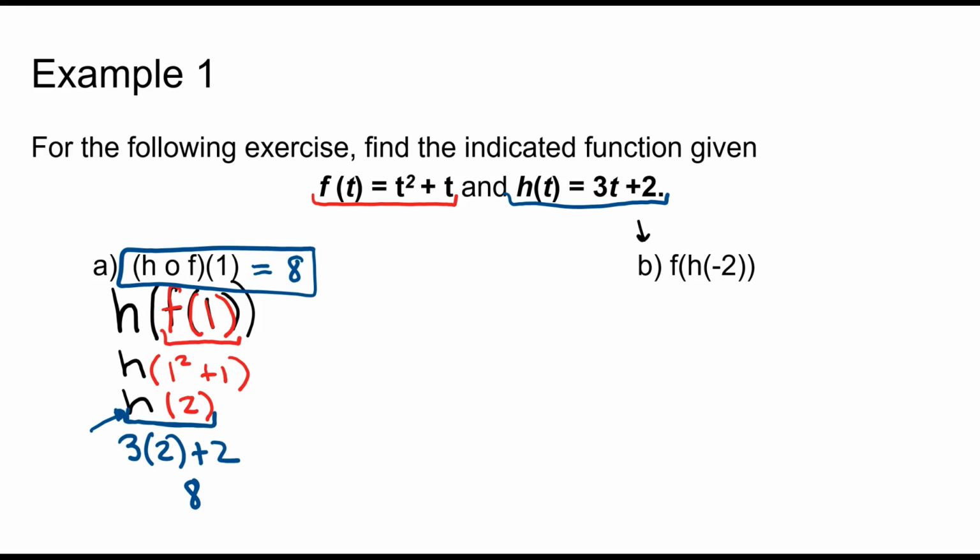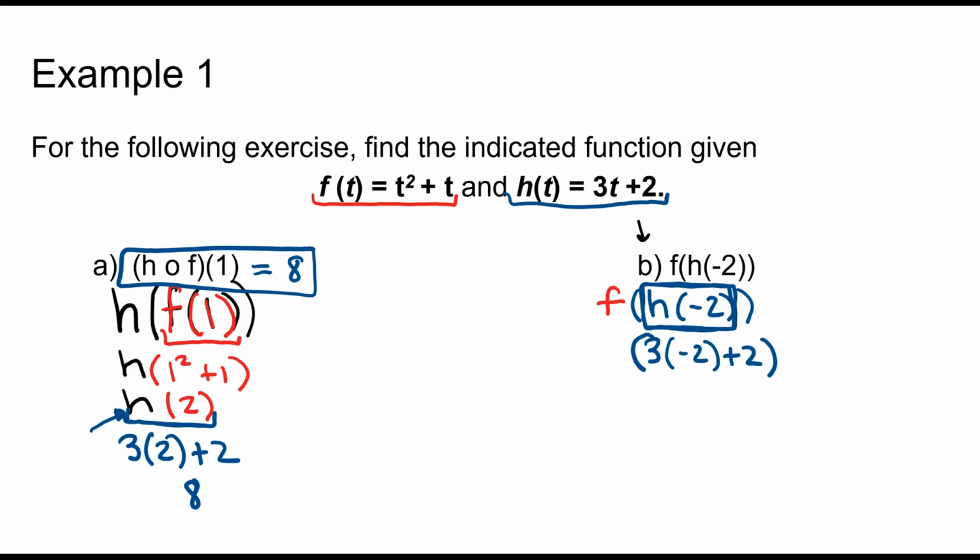Let's try it again. All right, so we'll keep our f red. So we've got f of h of -2. We always work from the inside out. Maybe you want to box the innermost function so you're not looking at anything else. All right, h of -2, we know how to do that. That just means plug in -2 for h. So that's going to be 3 times -2 plus 2.